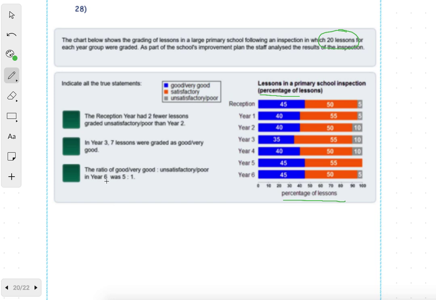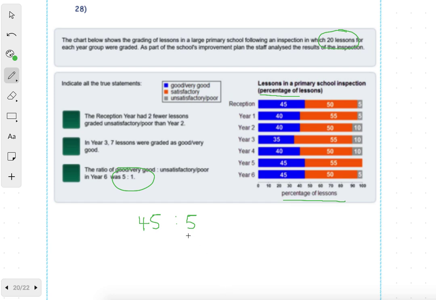The other thing that I just wanted to briefly mention was this ratio here. This is probably the most common thing that I would see people struggle with or get wrong. Ratios simplify in the same way that a fraction does. So I'm actually going to do this third statement. We need good stroke, very good, in year 6. That's the blue one, so that's a 45, and that goes on the left. Then it says unsatisfactory stroke, poor, which is the grey one, again in year 6, that's a 5. So you write your ratio like that.